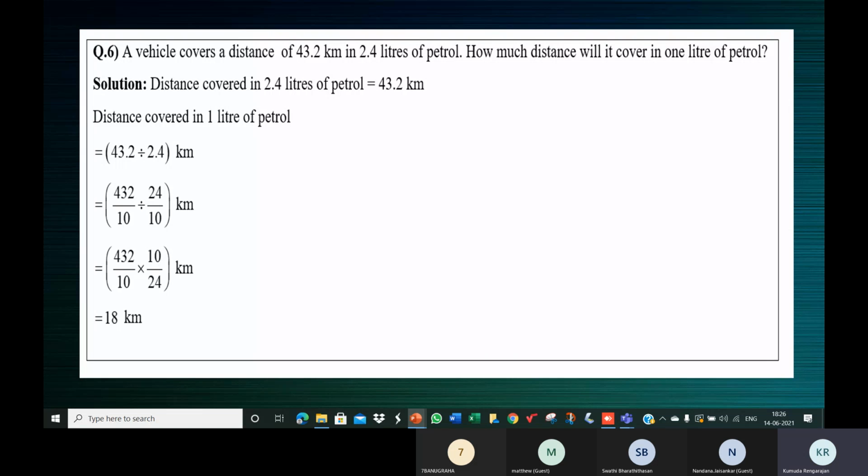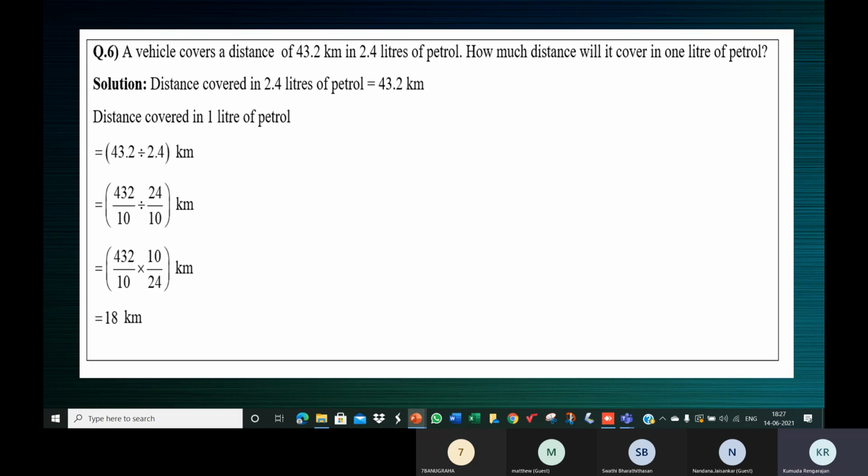A vehicle covers a distance of 43.2 kilometers in 2.4 liters of petrol. Whenever it is a word problem, we'll use our convenient numbers first to understand if it is multiplication, division, addition, or subtraction. Sometimes it's difficult to make out the mathematical operation because of the numbers involved. So we'll use our convenient numbers. A vehicle covered a distance of say 50 kilometers in 5 liters of petrol. Use your convenient numbers.